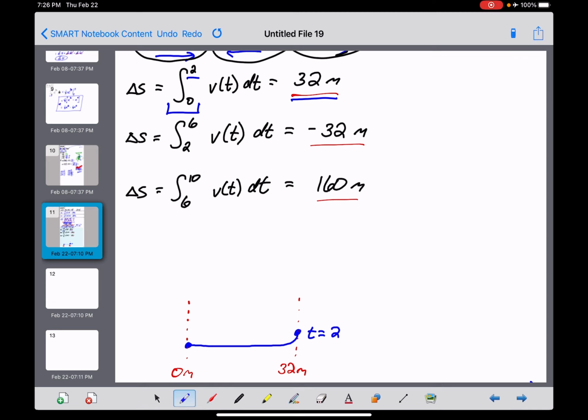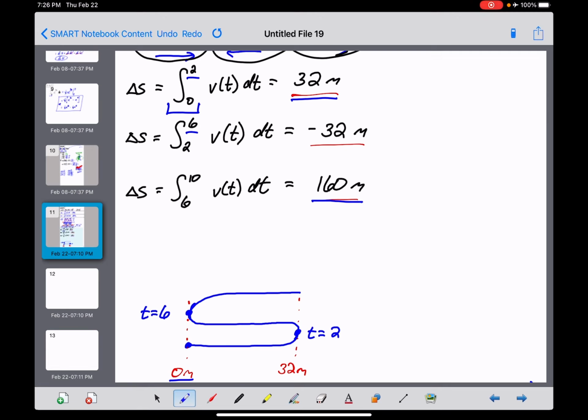What does it do now? It reverses direction and goes right back to the exact same location where it started. Now at that point right there, this upper limit of integration here was 6, t equals 6. And where are we at this point? Right back at the same 0 meter starting line where we began. And there's only one leg left of this journey, and it moves off to the right here, and it ends up 160 meters to the right of where we started.